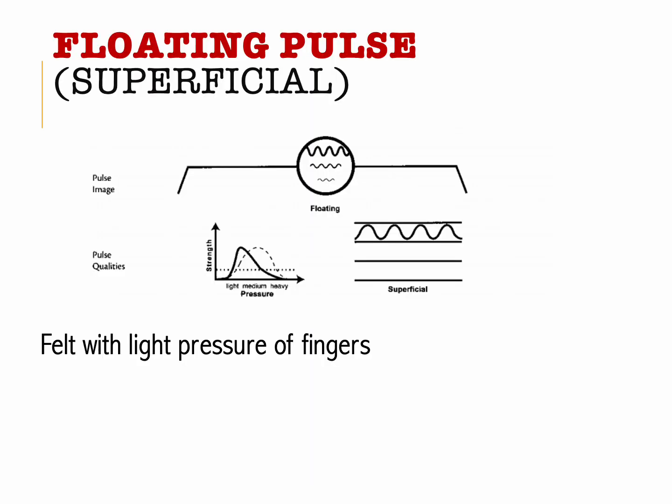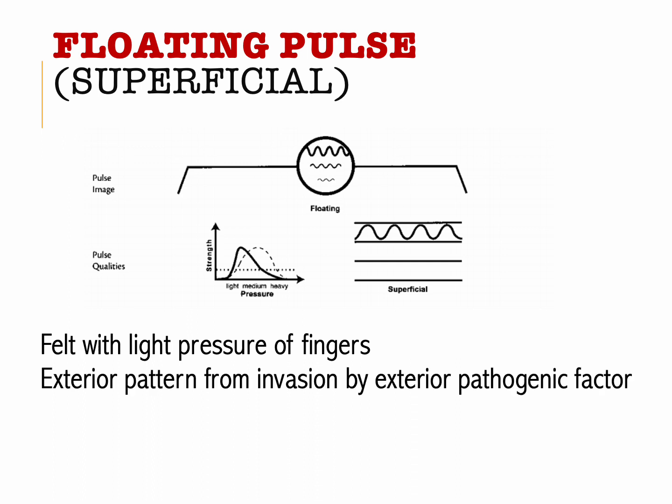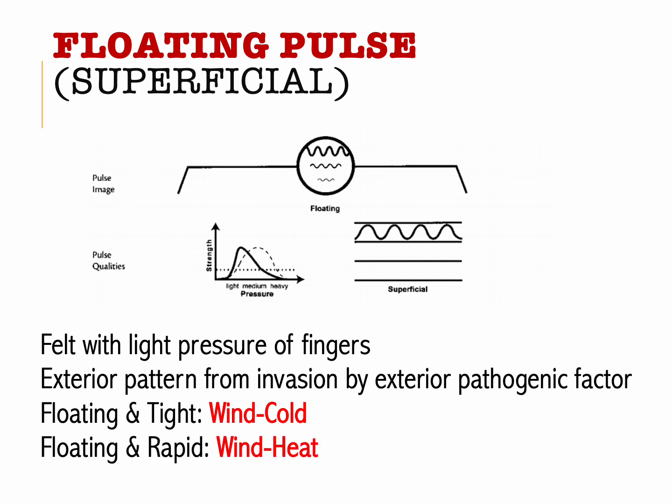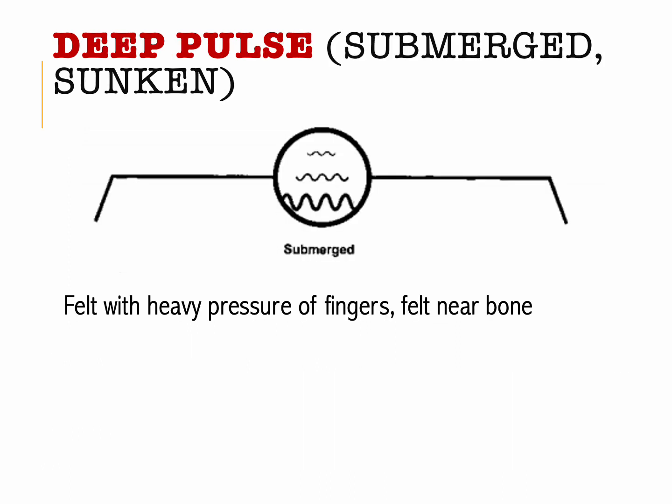Floating pulse or superficial pulse can be felt with a light pressure of the fingers, just resting the fingers on the artery. Floating pulse indicates an exterior pattern from invasion by an exterior pathogenic factor, wind cold or wind heat. If floating and tight, pathogenic factor is wind cold. If floating and rapid, pathogenic factor is wind heat.